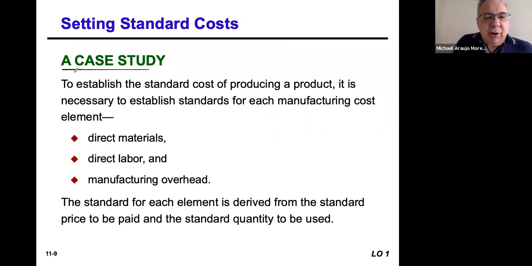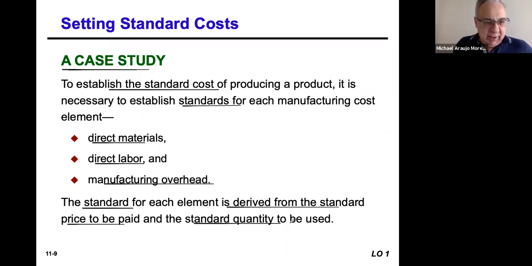The best way to understand all of this is to review a case study and then do some things based on that. So this is our focus today. To establish a standard cost of producing any particular product, you have to establish standards for each element, such as direct materials, direct labor, and manufacturing overhead. How do we do that? The standards for each are derived from a standard price and a standard quantity.